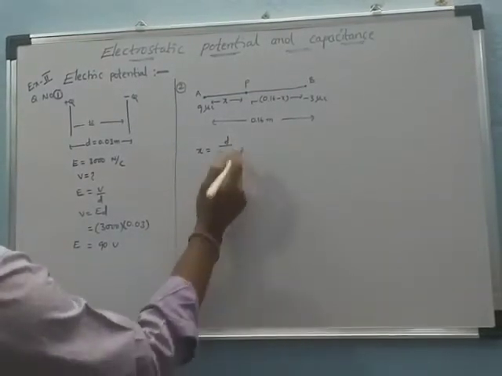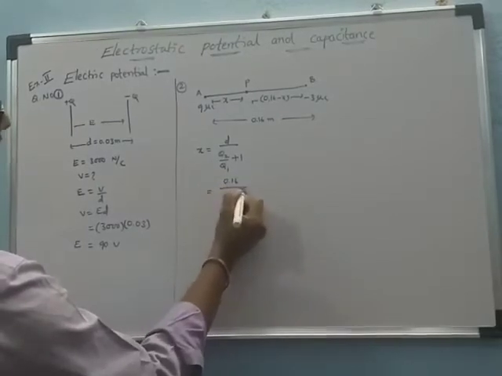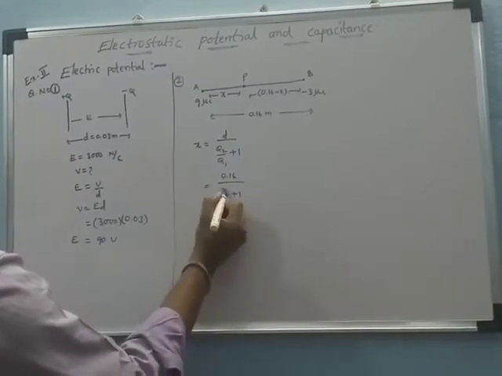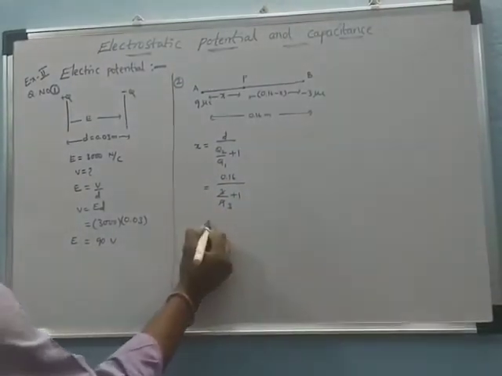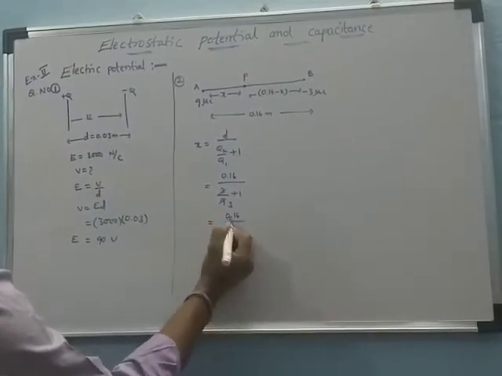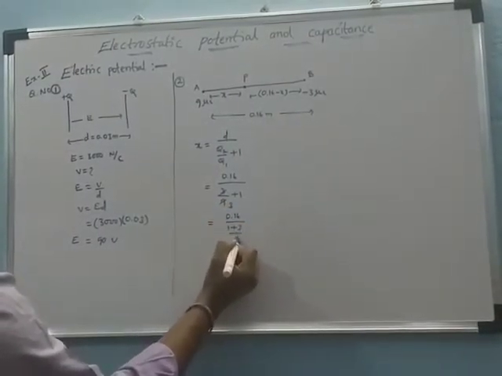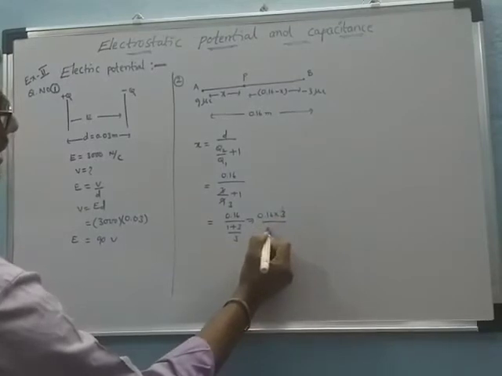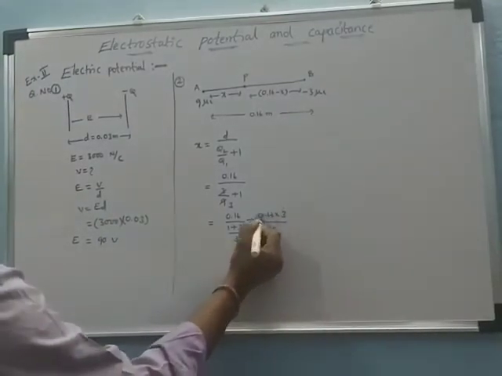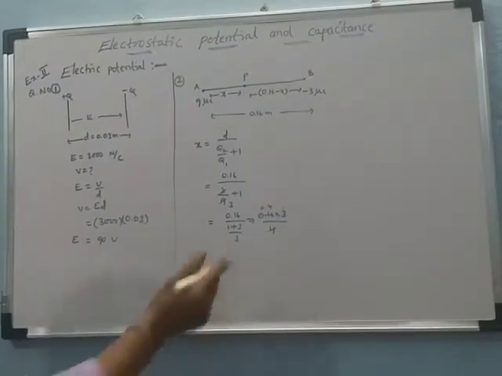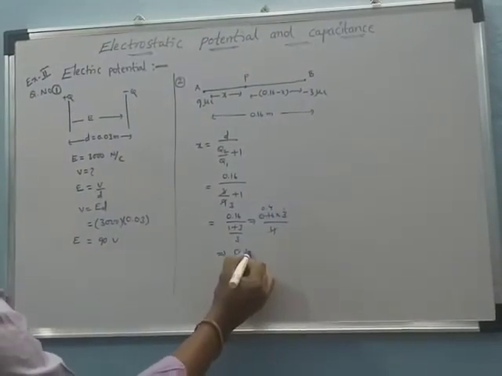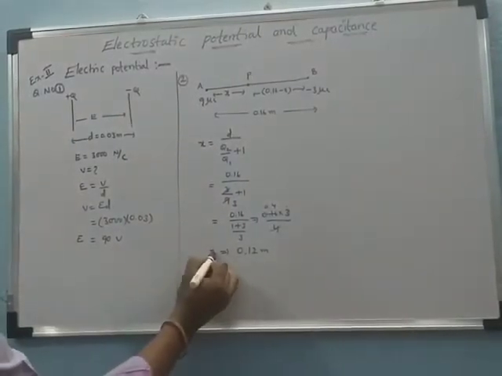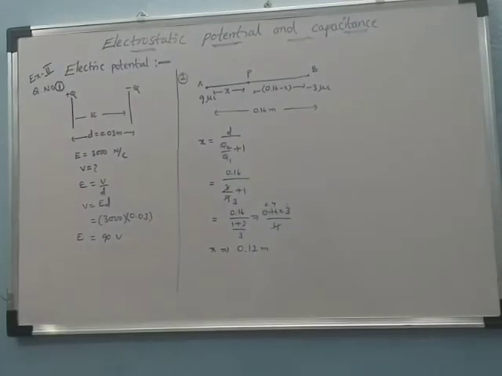Write the values here. D is equal to 0.16, divided by Q2 by Q1 plus 1, where Q2 is 3 and Q1 is 9. Here Q1 is 3 times Q2. So the calculation is 0.16 by 1 plus 3 by 3, which is equal to 0.16 into 3 by 4. That is 0.04 times 3, which equals 0.12 meter. So 0.12 meter is the distance from the charge to point P.